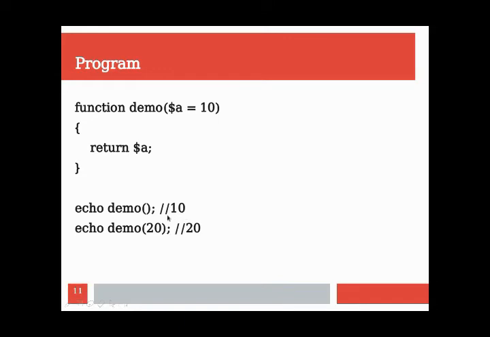When we call again, that is echo demo, and here we pass the value 20, then the default value 10 is not printed, but the value we pass, that is 20. That's why return $A will take the value 20 instead of 10.